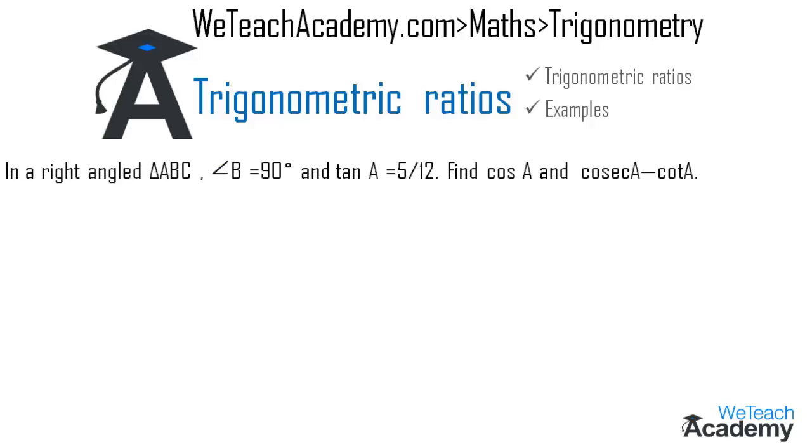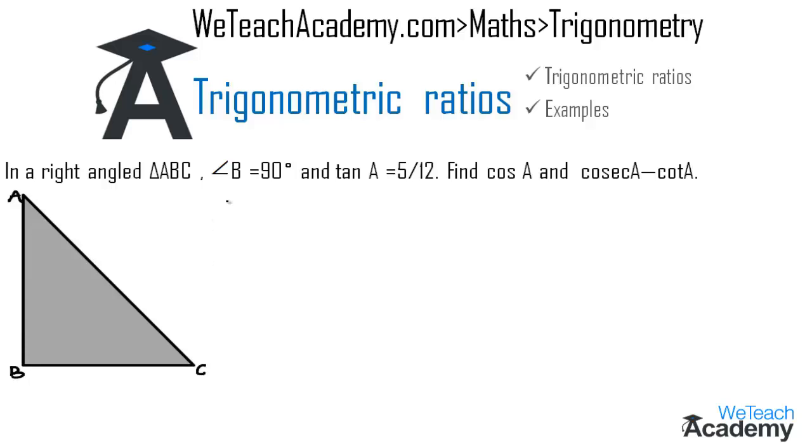Here the given example is: in a right angle triangle ABC, angle B is equal to 90 degrees and tan A is equal to 5 by 12. Then find the value of cos A and also the value of cosecant A minus cot A. So first let us consider a right angle triangle ABC, with the right angle at the vertex B.